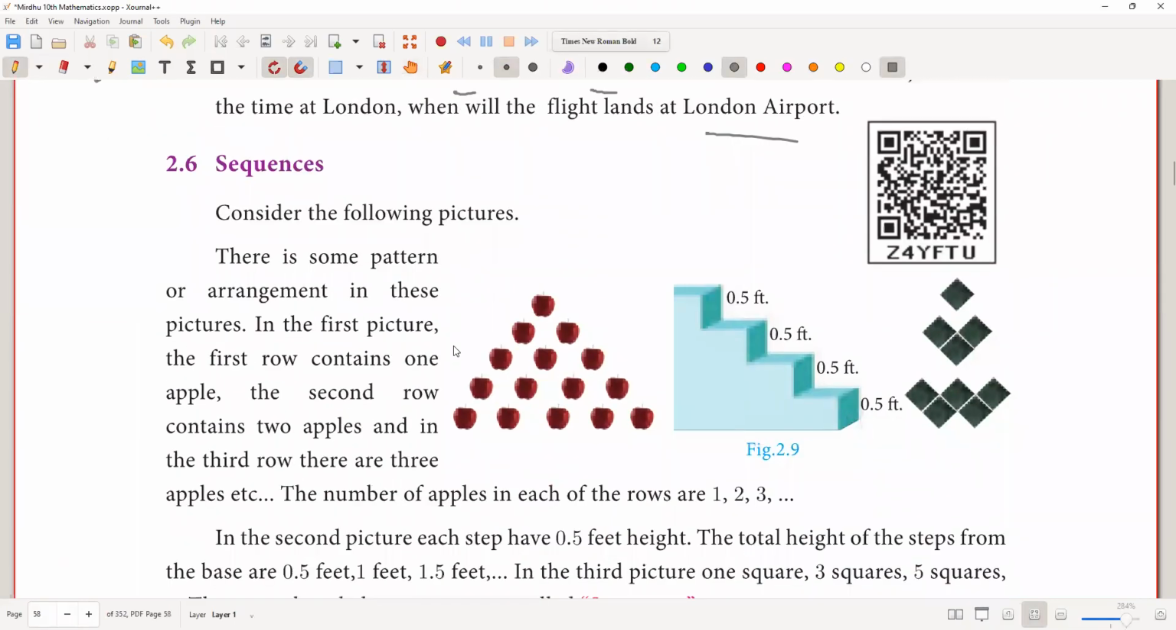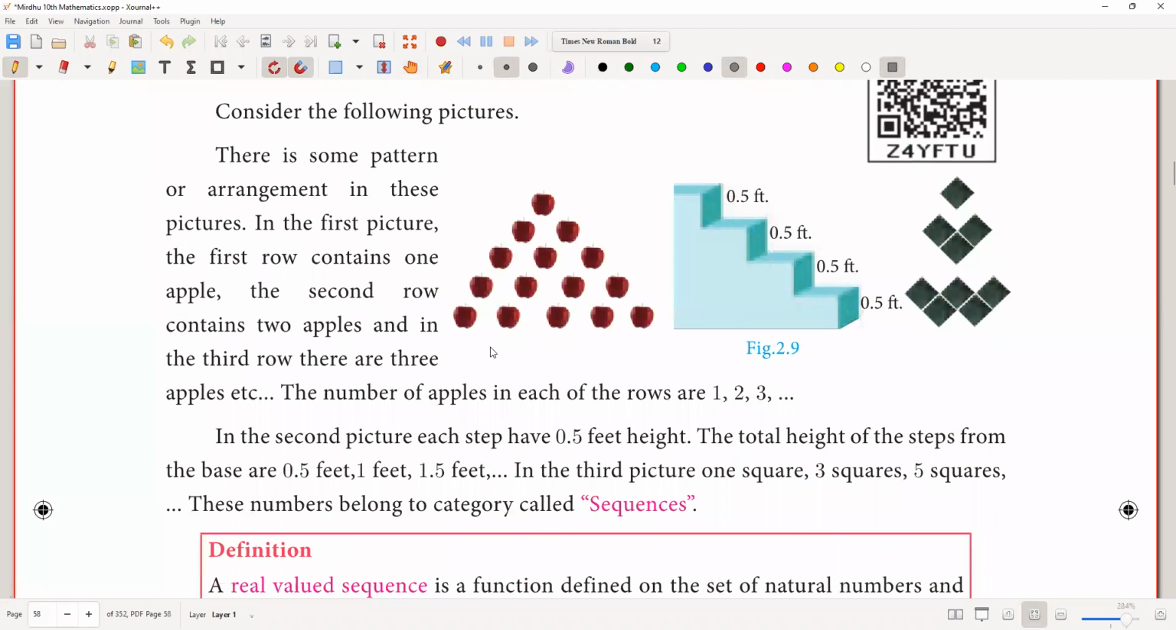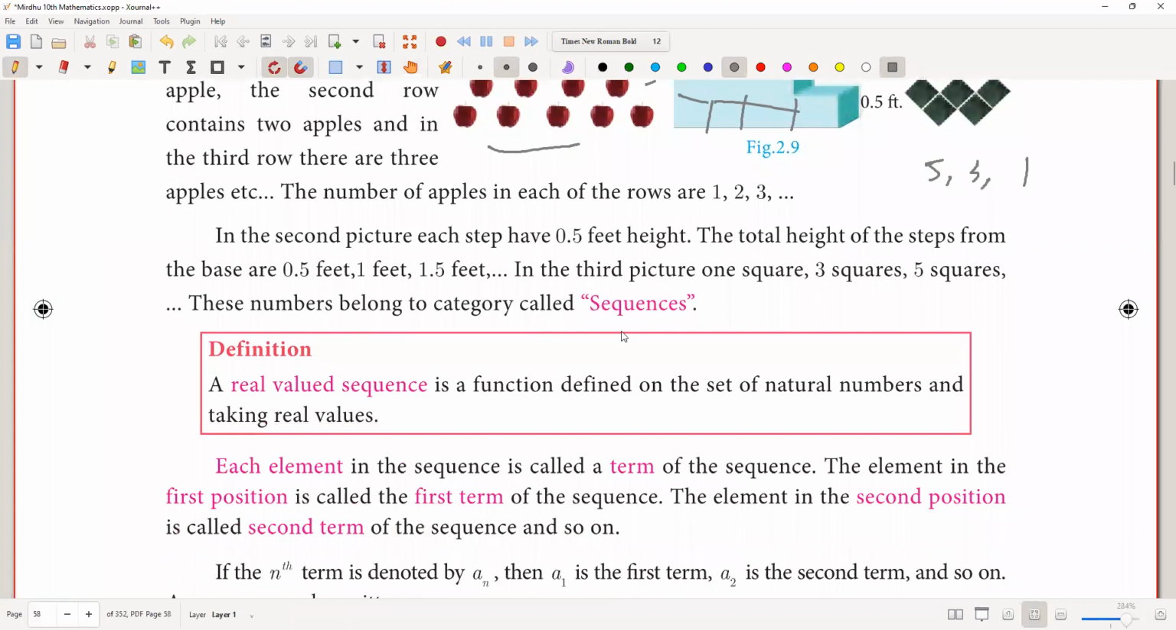From here we will be moving very fast, because these things are just applying the numbers and getting the result. Consider the following picture. There is a pattern in the arrangement: 5 4 3 2 1. Here 1 2 3 4, then 4 steps, 3 steps, 2 steps, 1. And the feet would be 0, 0.5, 0, 0.5, 0, 0.5, 0, 0.5. That's a pattern here. Here 3 5, 3 boxes, 1 box, 5 3 1. So there is a pattern.